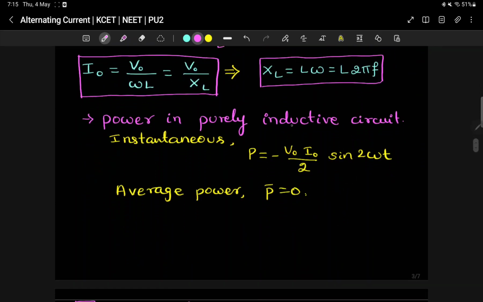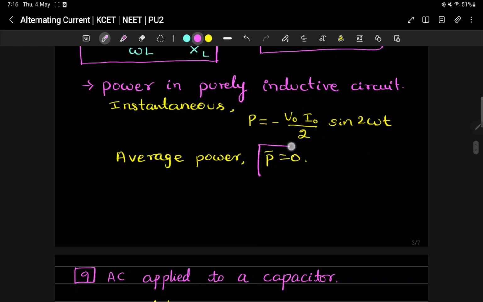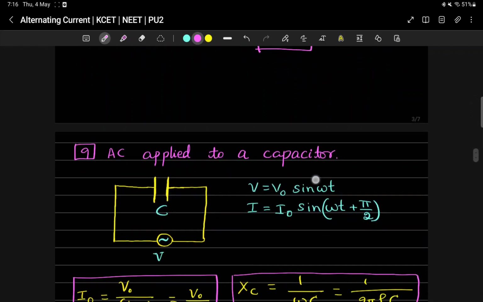Then power in a purely inductive circuit: instantaneous power is given by P = V0 I0 / 2 into sin 2 omega t. But if you take the average value of power for one complete cycle when AC is applied to an inductor, the average power is 0.